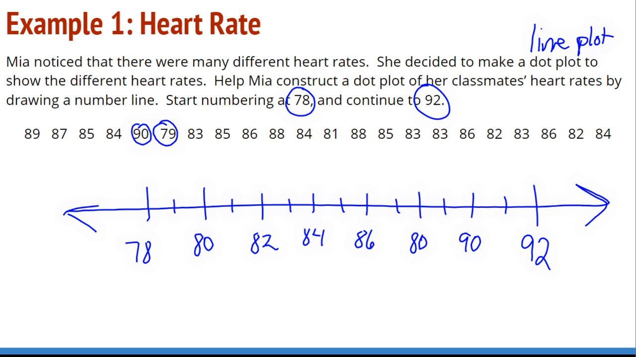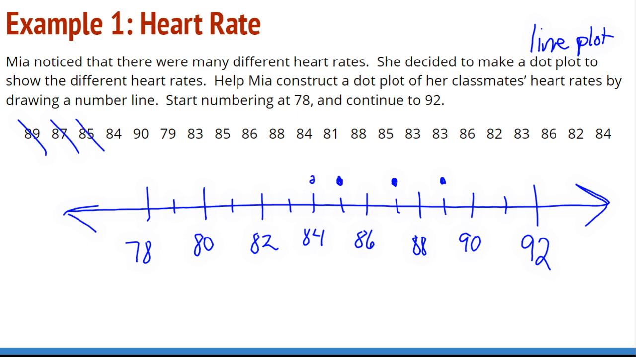Now, for a dot plot, I would actually go and I would put a dot above each one of these numbers. So it's kind of like tally marks. I'm keeping track of how many times I have a number. So I have 89, and I would put, there we go, 89. Oh my goodness. 88. There we go. There's 89, and there's a dot for 89. And I'd find 87, and I'd put a dot. And I'd find 85, and I'd put a dot.